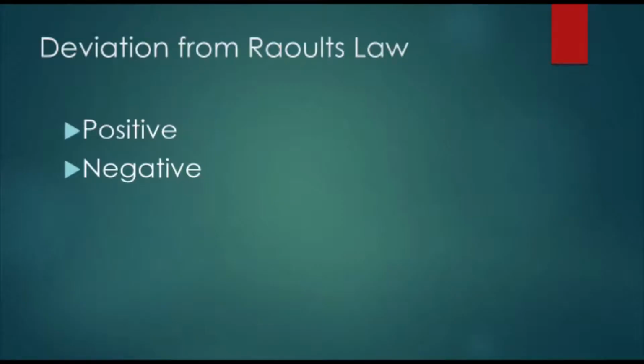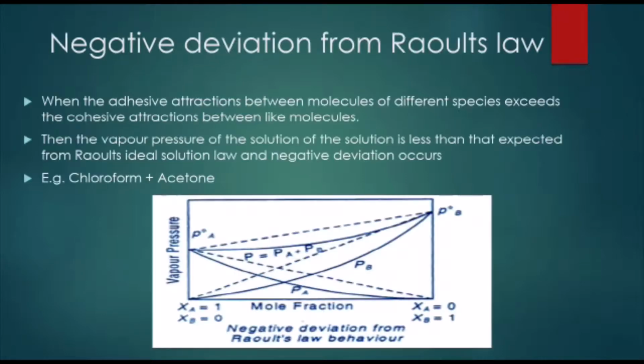Now sometimes the deviation from Raoult's law occurs, and this deviation can be a positive deviation or a negative deviation. So what is negative deviation from Raoult's law? When the adhesive attraction between the molecules of different species exceeds the cohesive attraction between like molecules, then the vapor pressure of the solution is less than that expected from Raoult's law, and so negative deviation occurs.